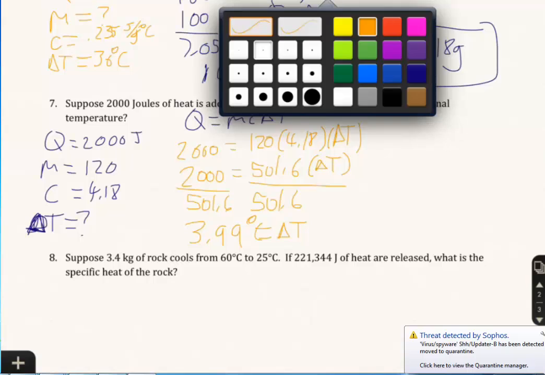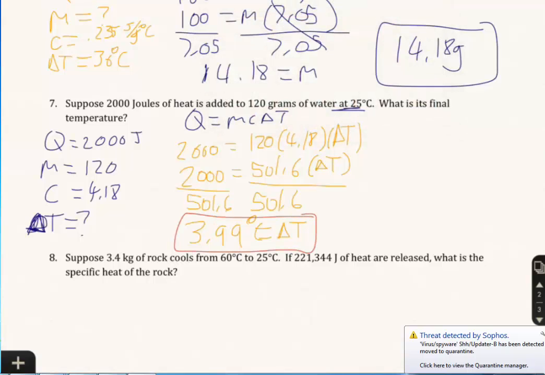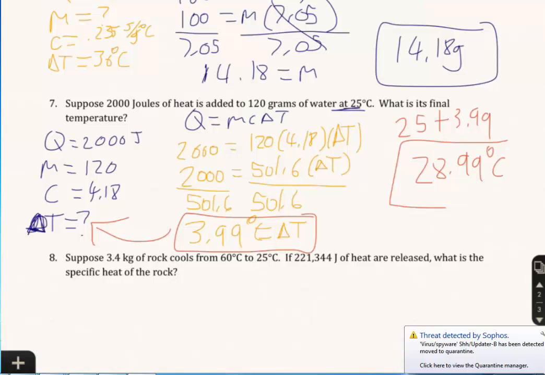Okay, 3.99 is delta T. That tells me the temperature changed by, not by 25, by 3.99 degrees. If it started at 25 and it changed 3.99, now we know it's up here at 28.99 degrees Celsius. There's my final answer. Okay, so don't stop early. We got to get up to there.